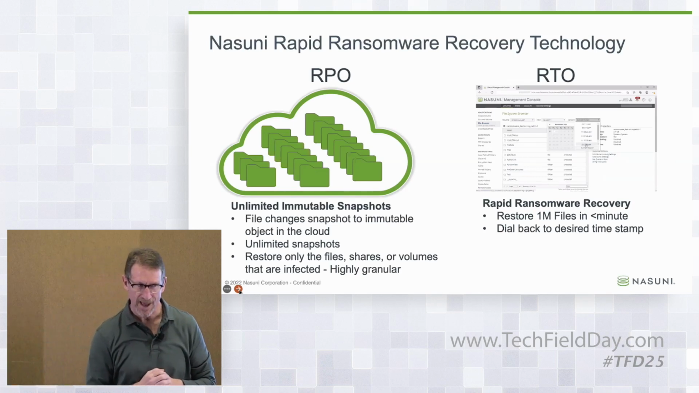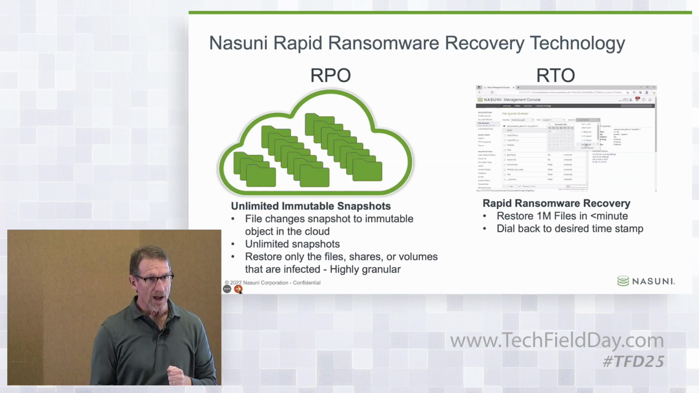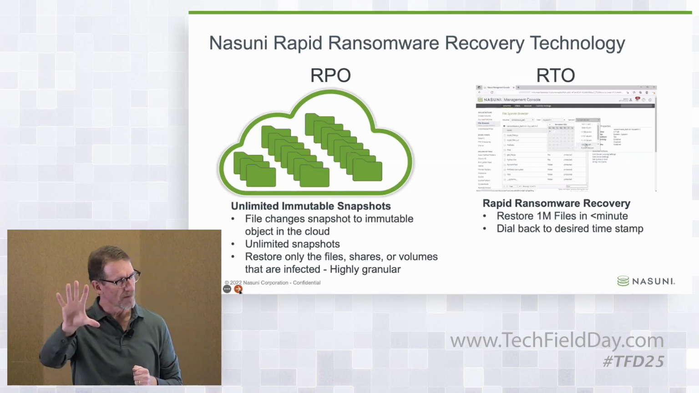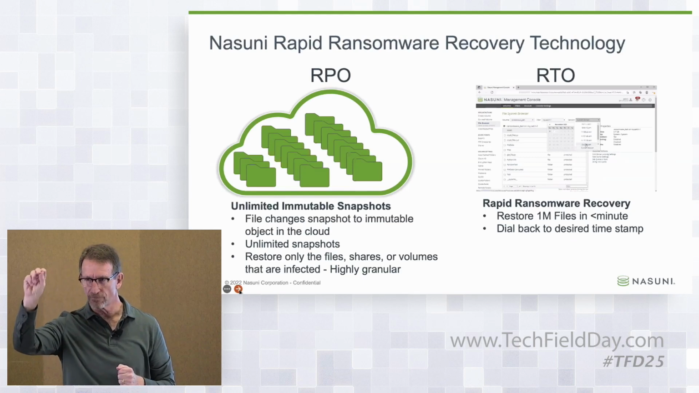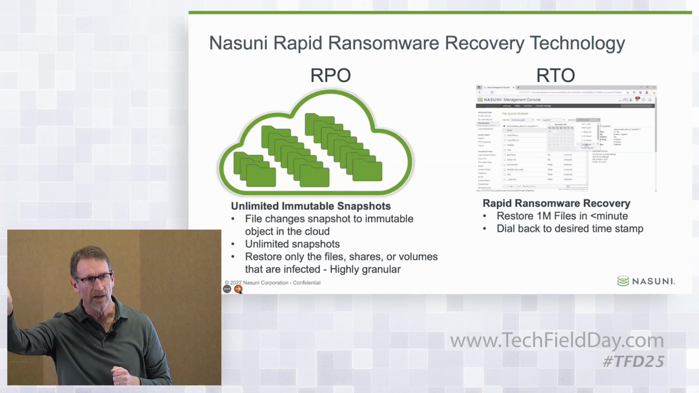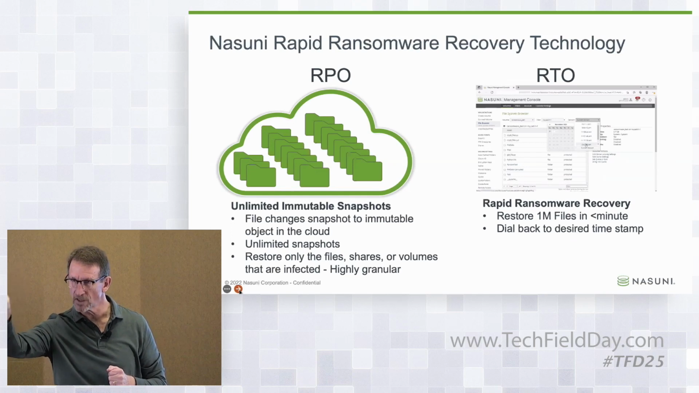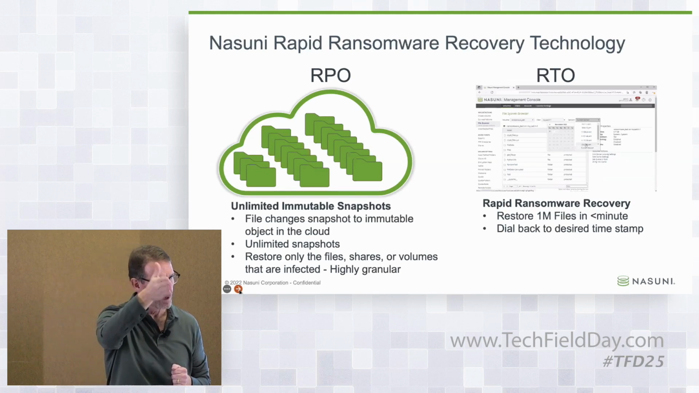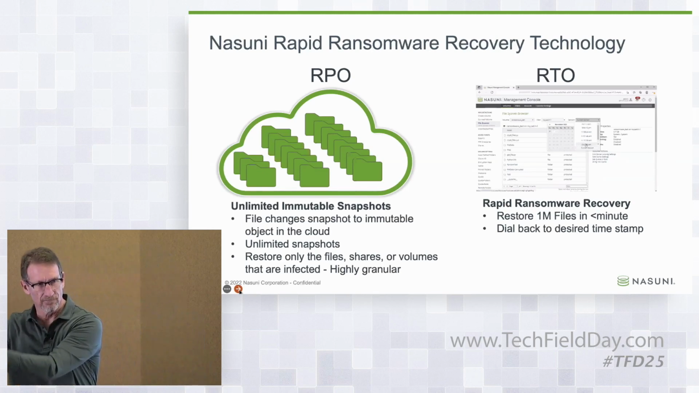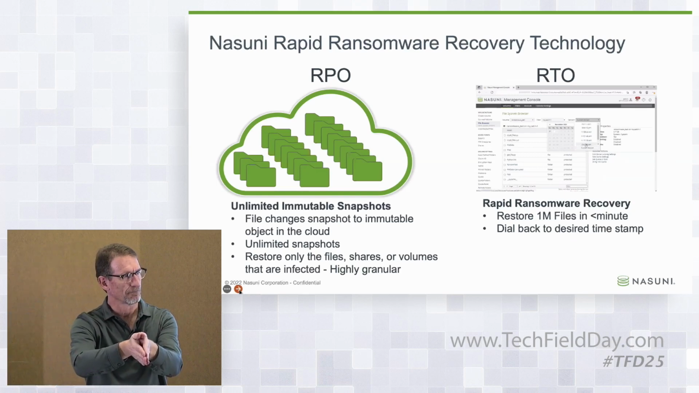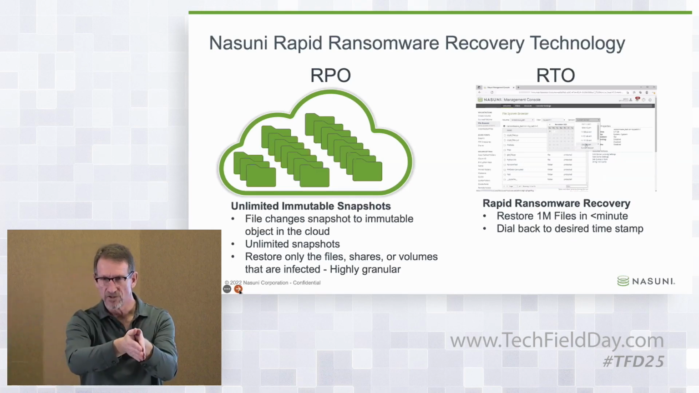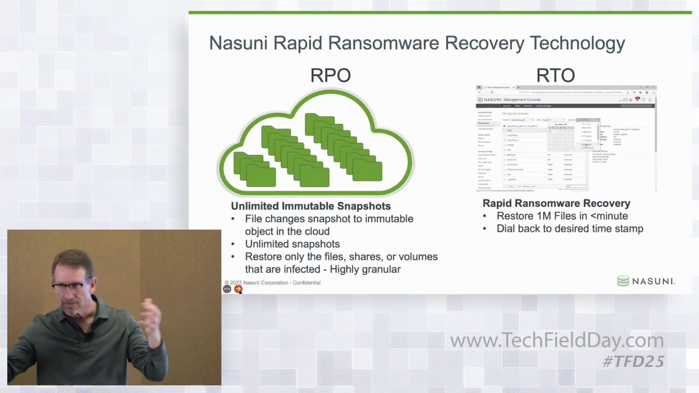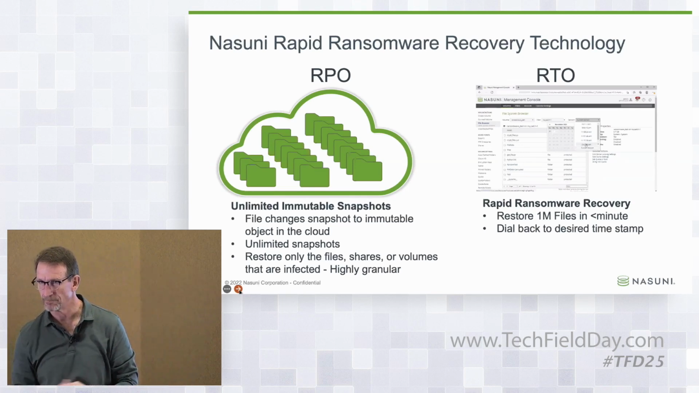Now, on the RTO side, it's very easy for you to go into our management console, select a version of a file or a directory or an entire volume that you want to recover to, and say, go, recover this volume. What happens in the background is that we go back and adjust the pointers of the file system to say, this version that was saved on this date and this time is now the current version of the file system. Very quick recovery, just adjusting pointers. That's how we can recover millions of files in minutes, under a minute.